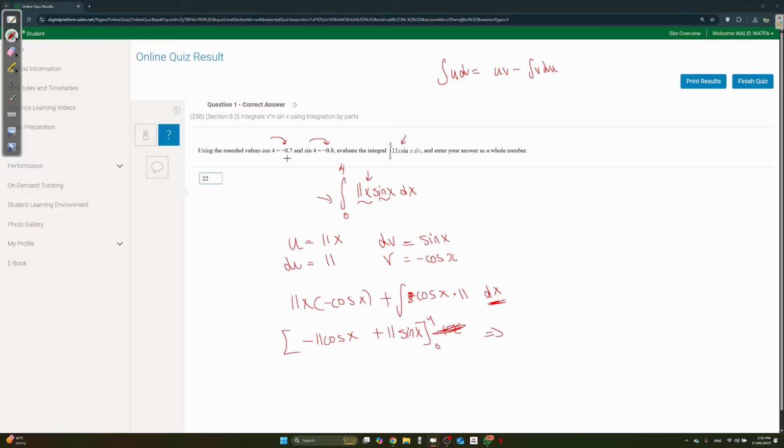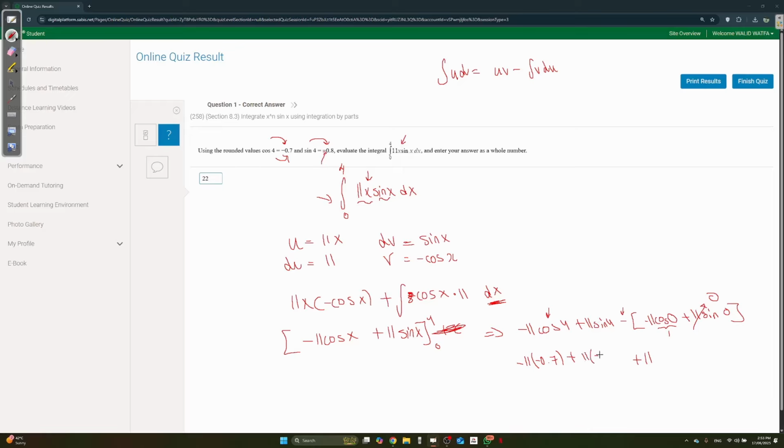They said use, let's substitute. So it's going to be negative 11 cosine 4 plus 11 sine 4 minus, open brackets, negative 11 cosine 0 plus 11 sine 0. Very easy. 11 sine 0 is 0, so I'm just going to throw that away. Negative 11 cosine 0 is 1. So negative 11 times 1 is negative 11. And you have this minus outside. So minus 11 will become plus 11. They said use cosine 4 as minus 0.7. And 11 sine 4, they said use sine 4 as minus 0.8.